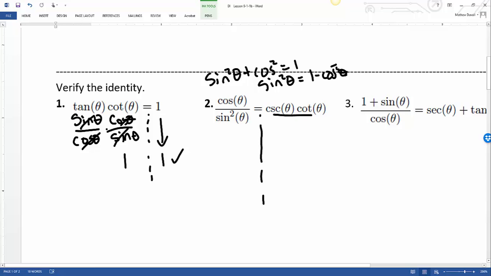So no big identities on the right, no algebra, but I can change everything to sines and cosines. Now we have algebra, so I can combine those together. There we go.